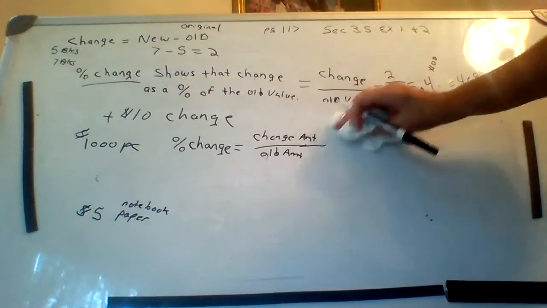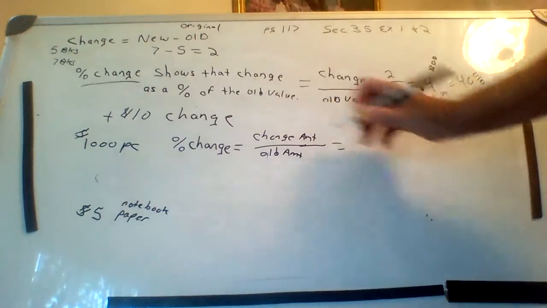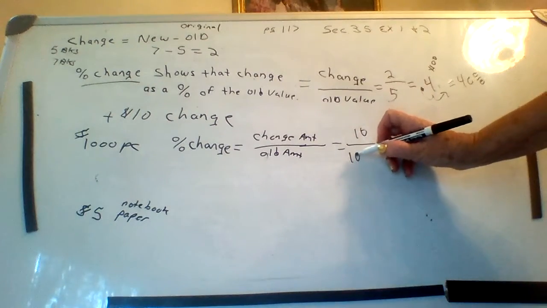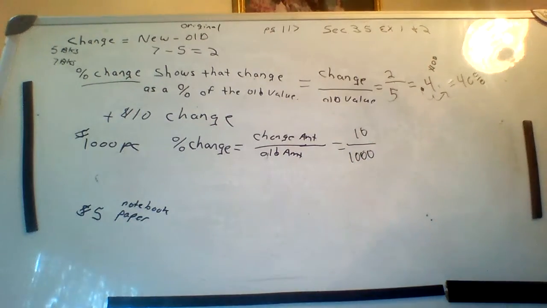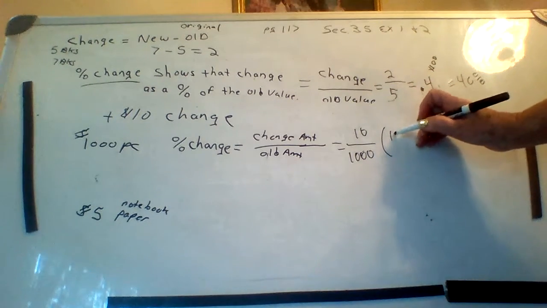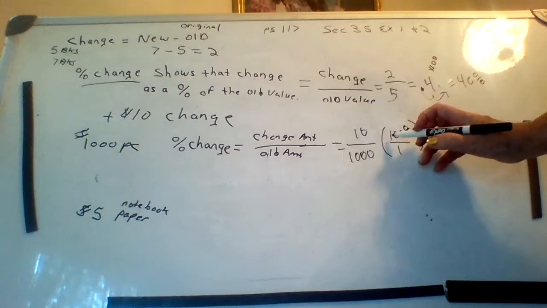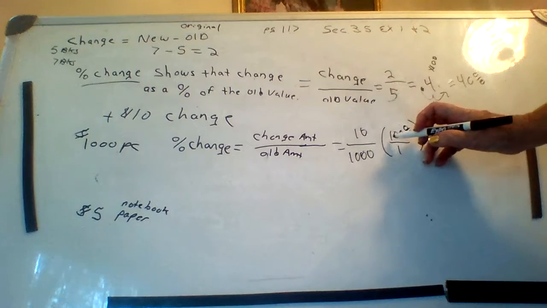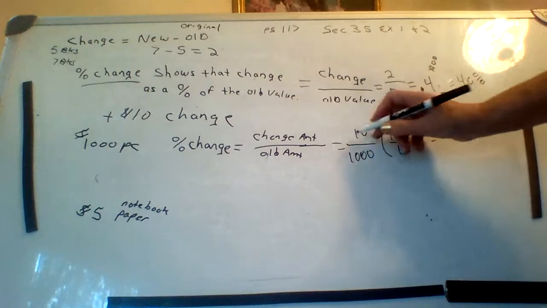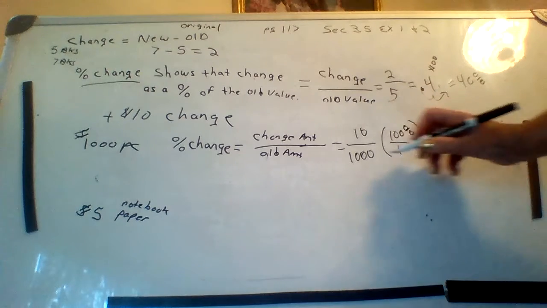Okay, so we're going to figure that out. Here's our $1,000 PC. The change they told you was $10. The old amount or the original amount of the PC was $1,000, correct? We are going to multiply this ratio by 100%. Anytime you multiply 1 with several zeros, 1 times anything is anything, and you're going to have the same amount of zeros. So 10 times 100 is 1,000 over 1,000.